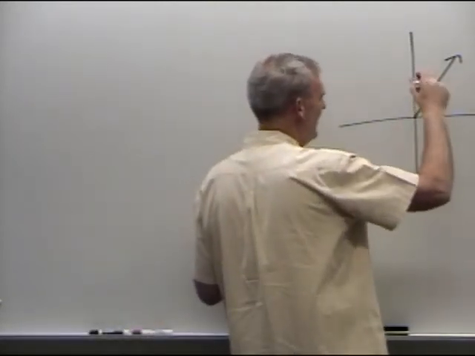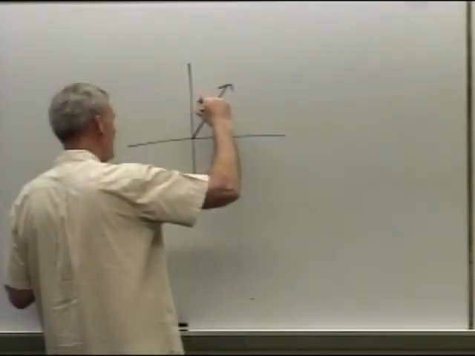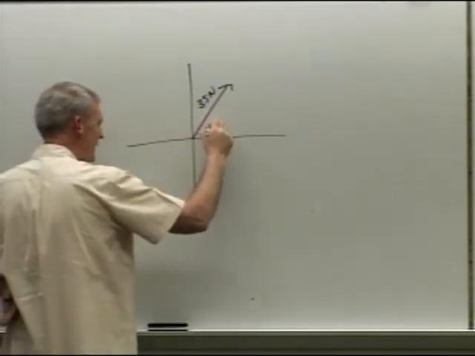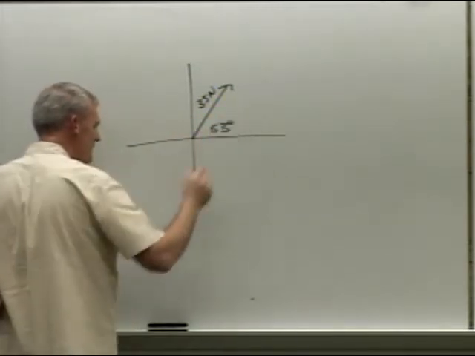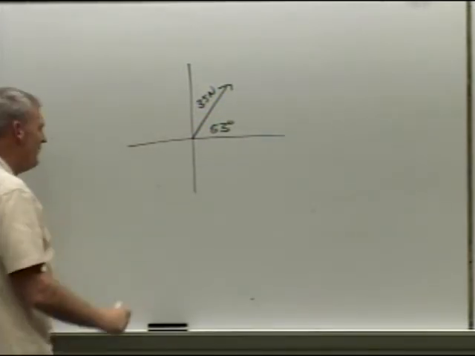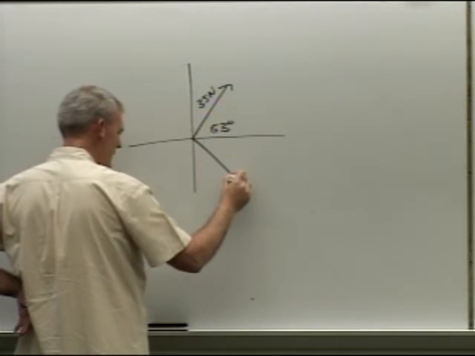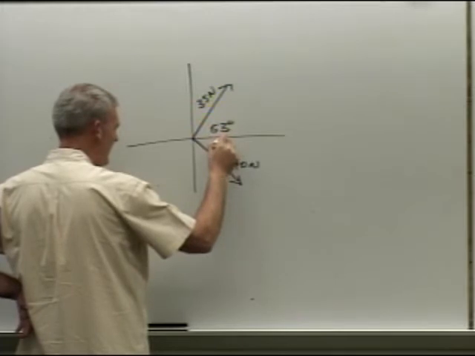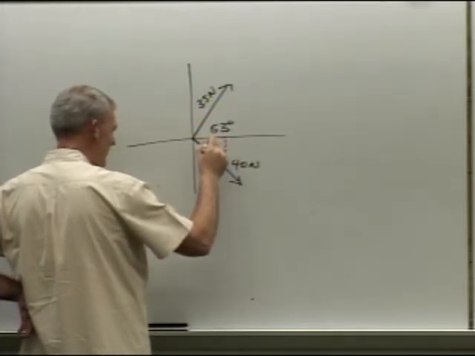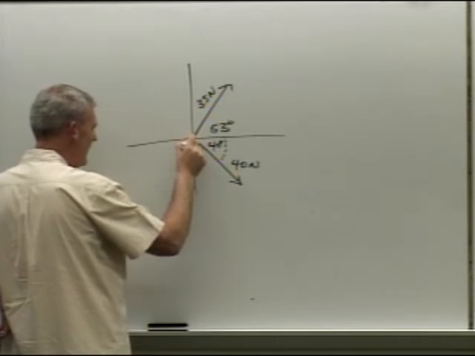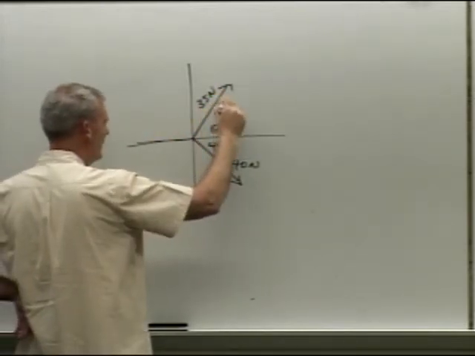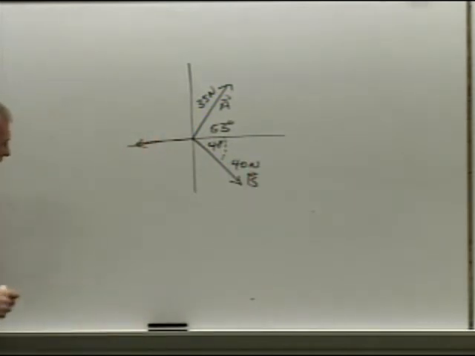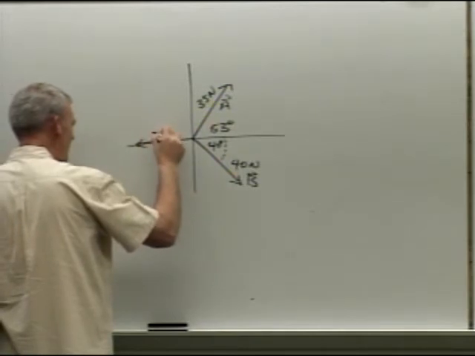So let's say we've got a vector of, let's call him 35 newtons going this way, and his angle is 53 degrees. And let's say we've got a vector of 40 newtons this way, and he's got an angle of 40 degrees. This is vector A, and this is vector B. And we got vector C right along the negative x-axis here, and he's negative 60 newtons.